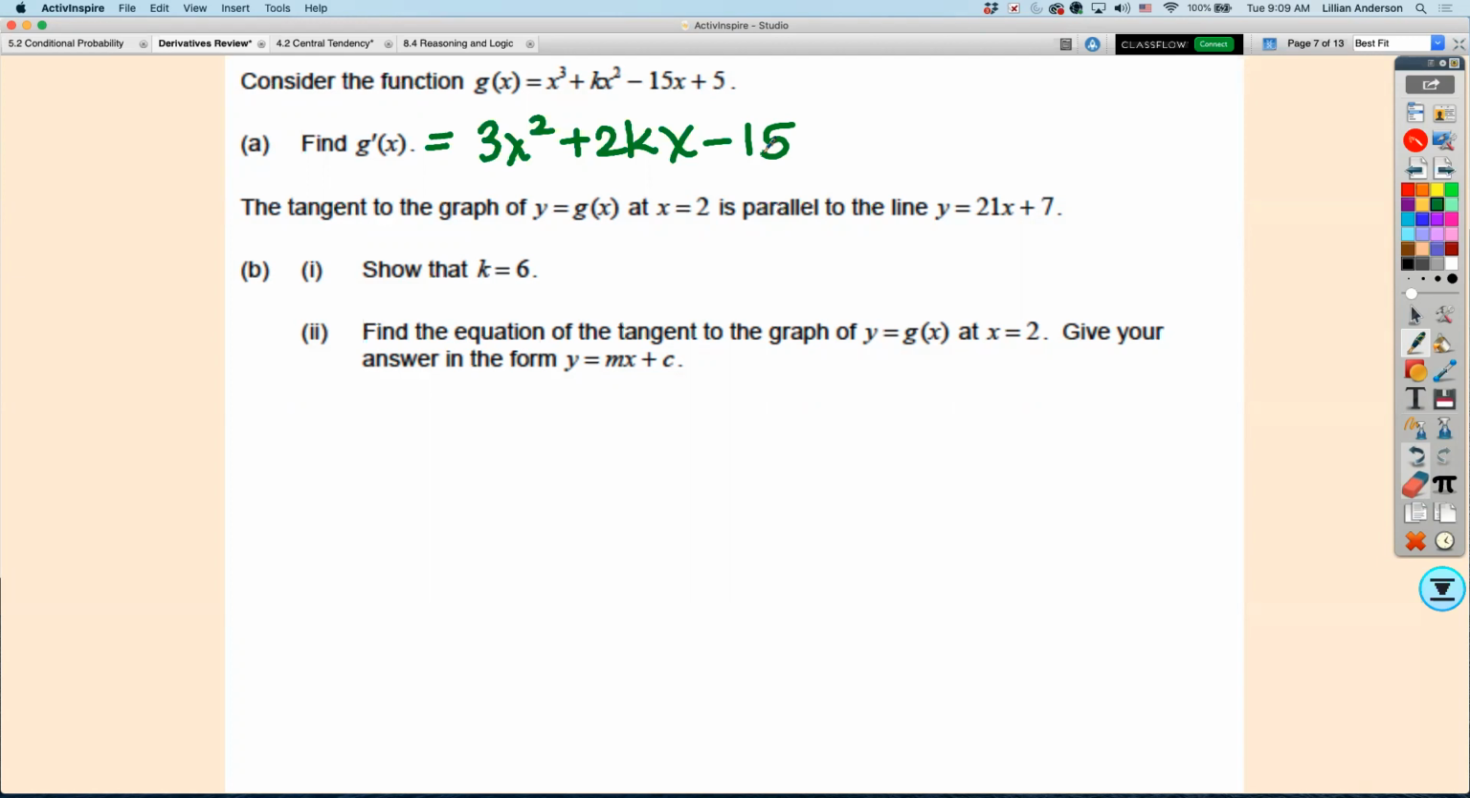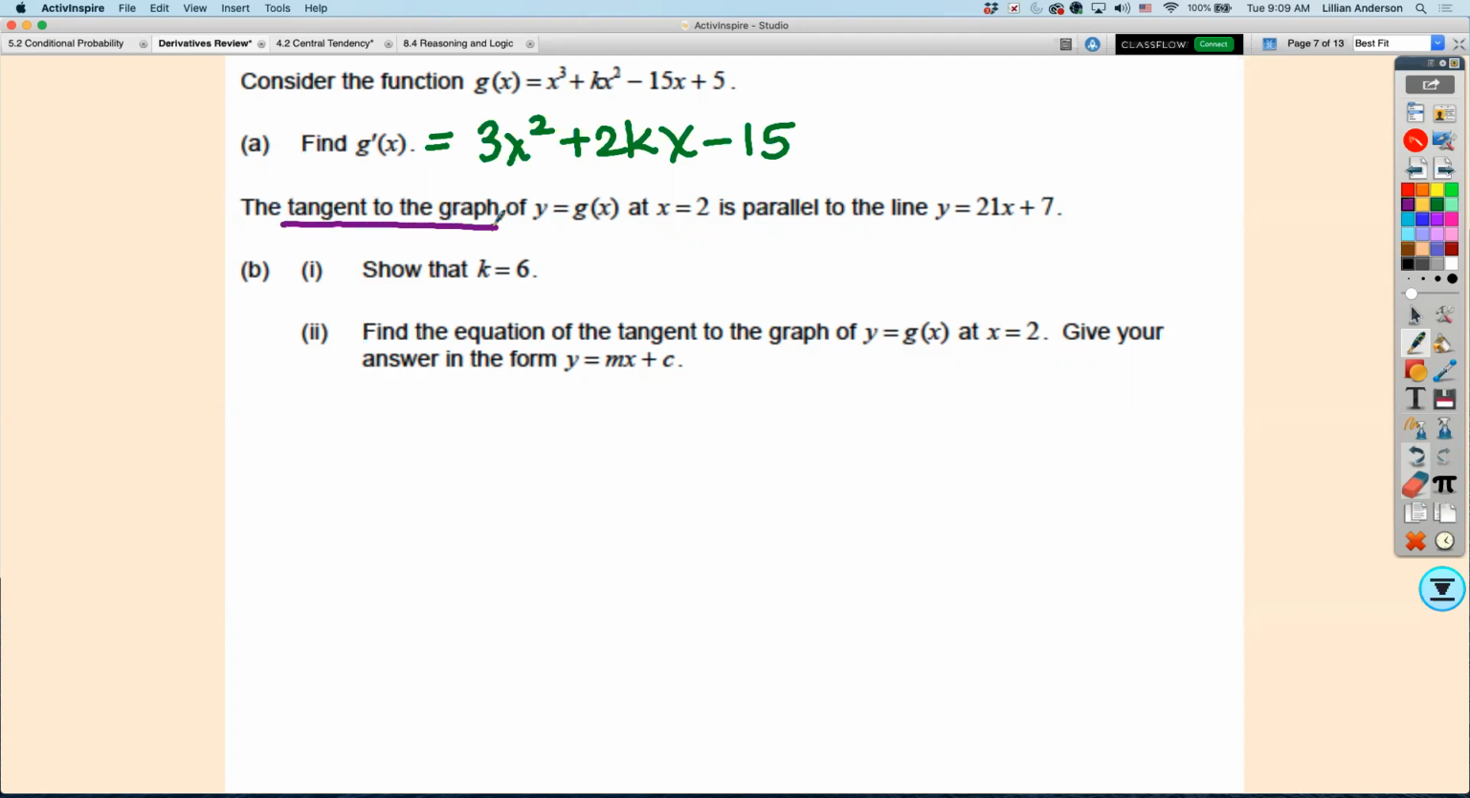So now that I have my derivative, it says the tangent to the graph of y equals g of x at x equals 2 is parallel to the line y equals 21x plus 7. A lot of words there. Let's break it down.